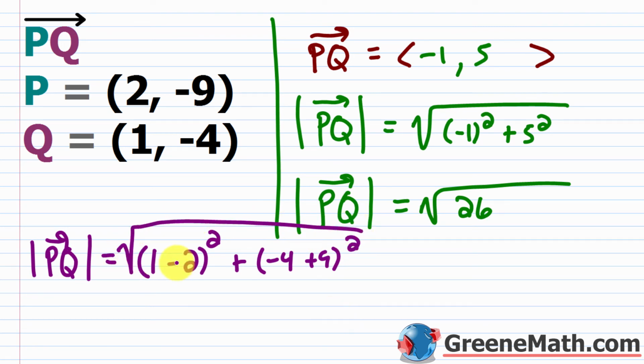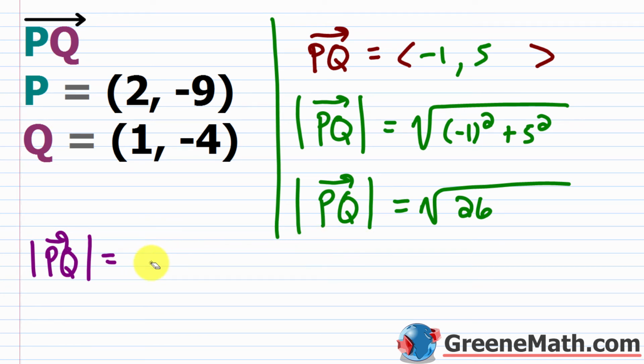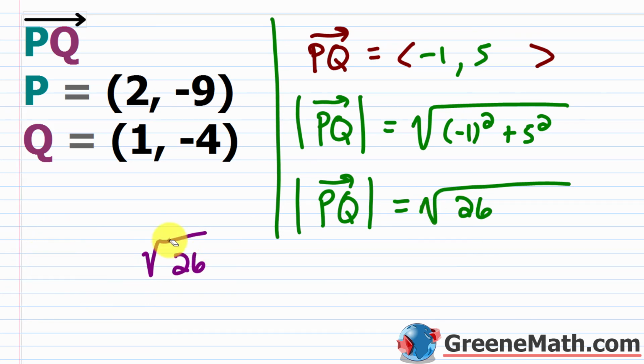Notice that we already did this to find these components, so we're a step ahead. That's why we do this first, and then we don't have to do all this. So 1 minus 2 is negative 1, so negative 1 squared is 1. And then negative 4 plus 9 is 5. 5 squared is 25. So this becomes the square root of 26, just like it is over here. So you see it's the same magnitude in each case.